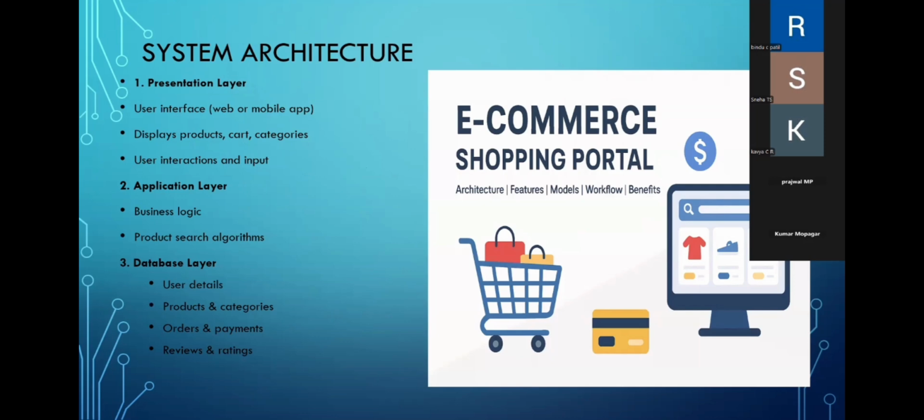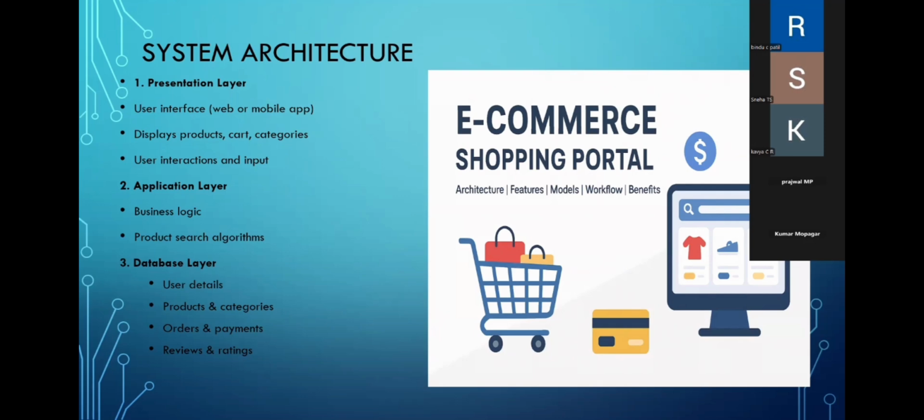The system architecture contains the presentation layer. This is the front end, and front end means what users see and interface with. It includes the web or mobile app interface, shows products, carts, and categories, and handles user interaction like input and so on.